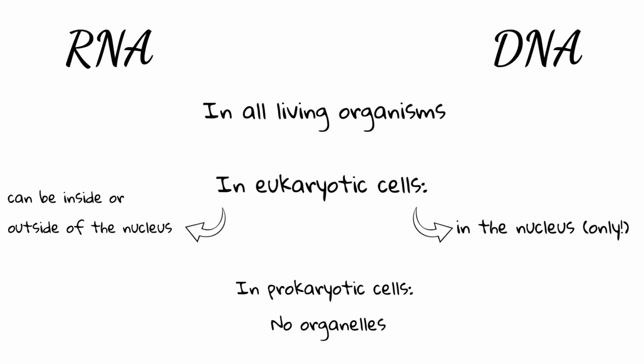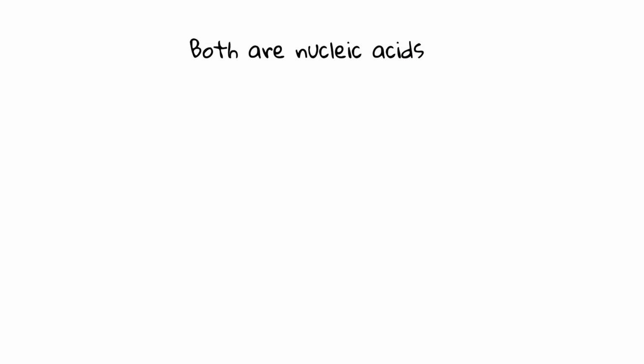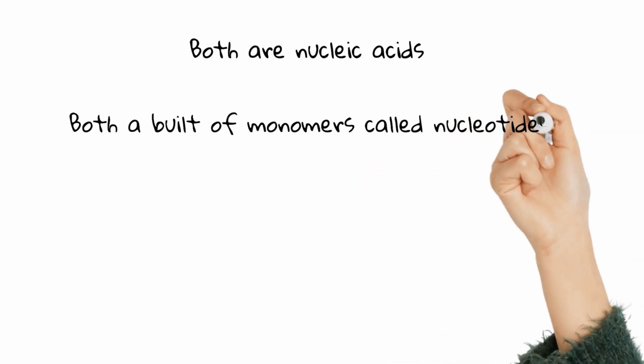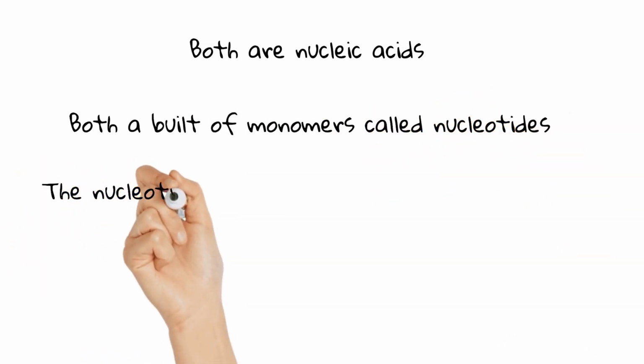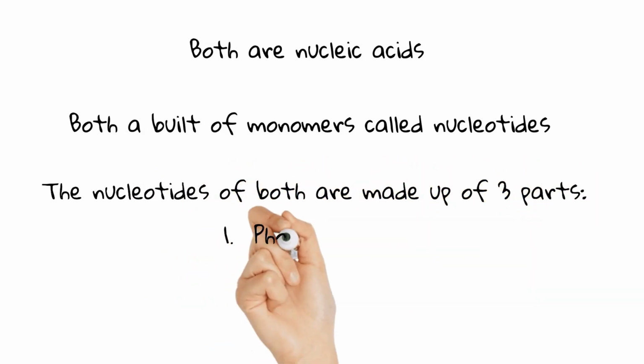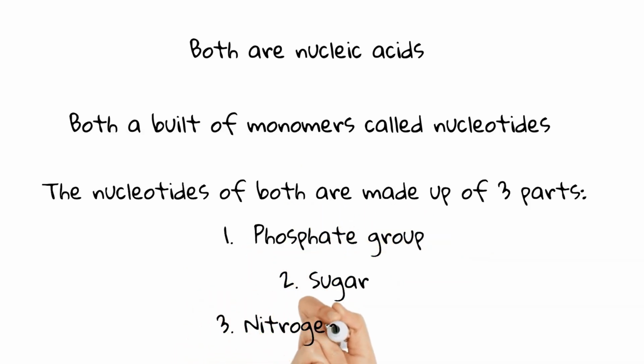For instance, we say DNA is found in the nucleoid region, but there's no membrane-bound organelles to confine DNA and RNA. Similarities again: both are obviously nucleic acids, right? So their names are deoxyribonucleic acid and ribonucleic acid, DNA and RNA, meaning both must be built of monomers called nucleotides, and both have the same fundamental structure in their nucleotides, right? The nucleotides of both are made up of 3 parts: a phosphate group, a sugar, and a nitrogenous base.